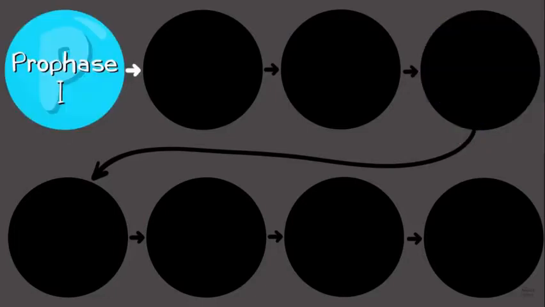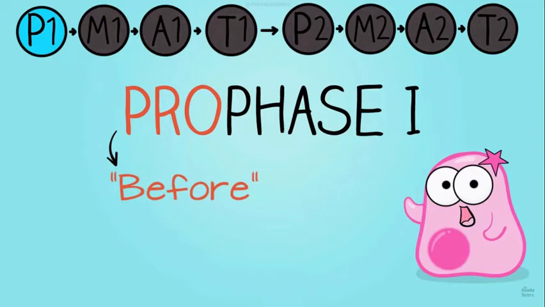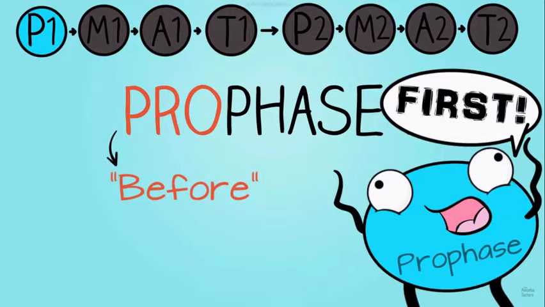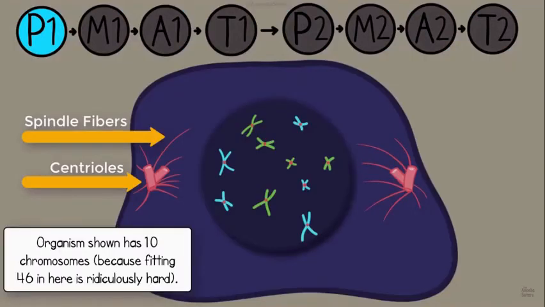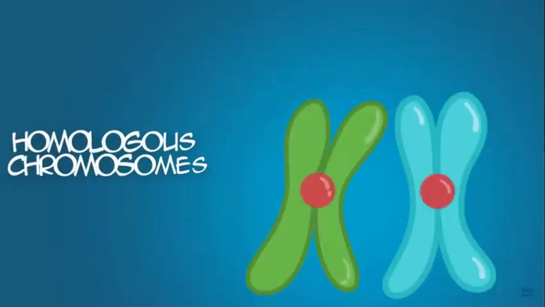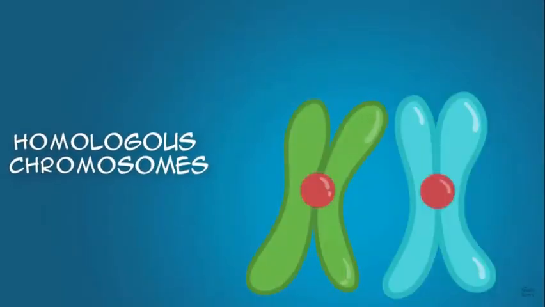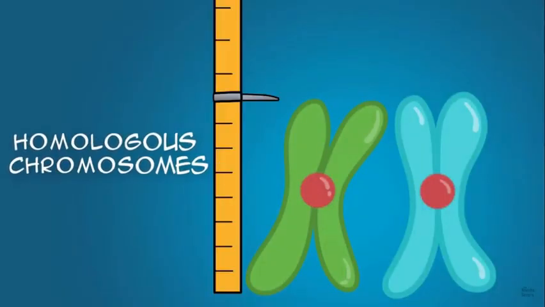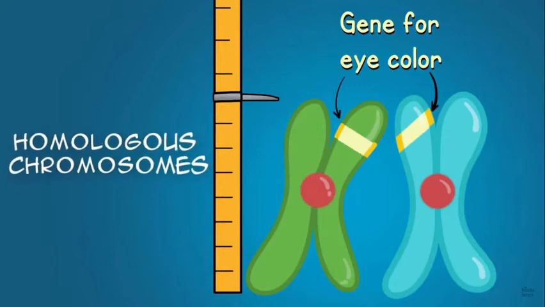So let's start with the very first step, prophase one. One thing I like to remember about prophase is pro, this actually means before, and it kind of helps you remember that it comes before all the other stages start. This is where the chromosomes are going to condense and thicken. They are actually going to line up with their homologous pairs. The word homologous means that the chromosomes are approximately the same size and they contain the same types of genes in the same locations. They're going to match up.